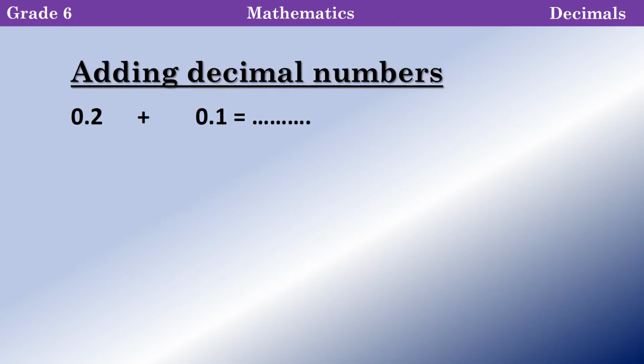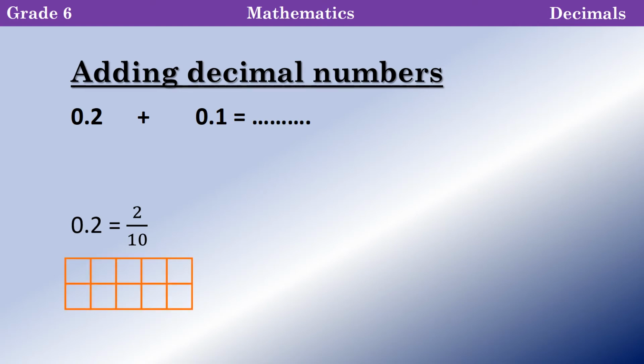Now let's see how to add decimal numbers. We have to add 0.2 and 0.1. When 0.2 is written as a fraction, it is 2 over 10. And 2 over 10 can be represented in a diagram in this way: 2 parts out of 10 equal parts.